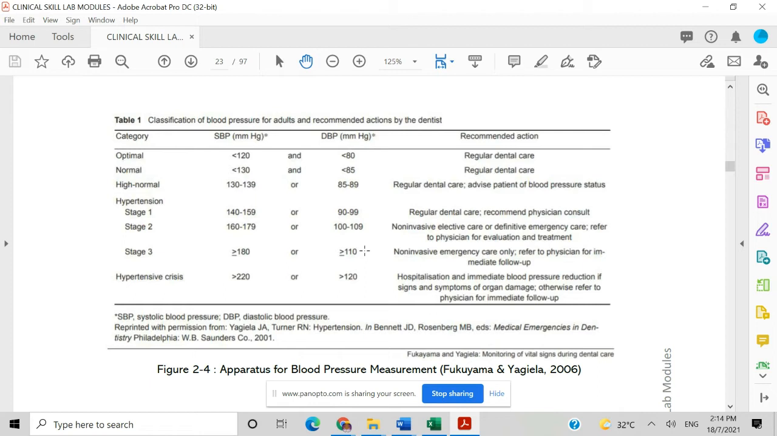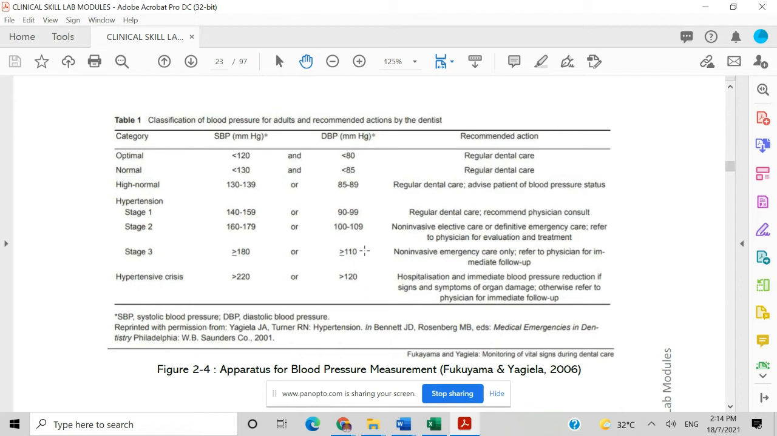What happens if the patient is around 135? What do you need to do? The recommended action there is regular dental care and advising the patient of their blood pressure status. So just remind the patient about the blood pressure. It's a bit high. Maybe the patient needs to watch the progress of their blood pressure. If it remains high throughout the day and throughout the week, then they probably have to go and see a medical doctor.